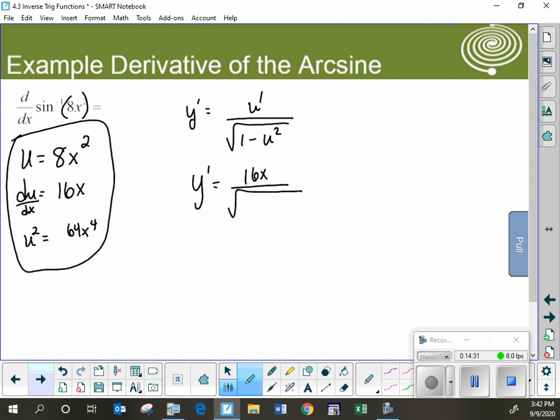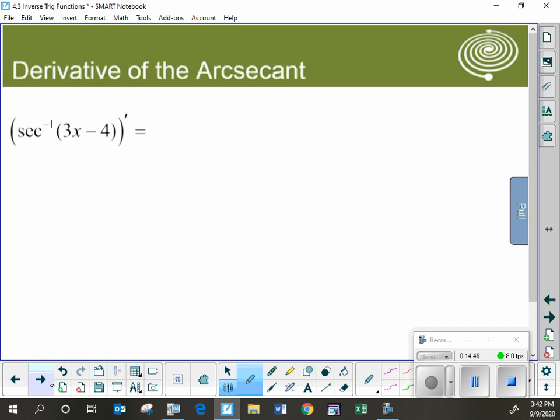Over the square root of 1 minus u squared, and I can just look back there, or I could look here if I did my little breakout session there, and I get 1 minus 64x to the 4th. I don't think inverse trig derivatives are all that difficult. Here's our u, isn't it?